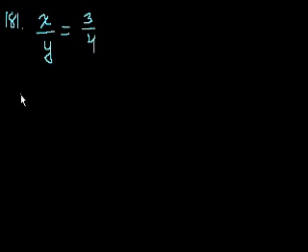Problem 181. The ratio of two quantities is 3 to 4. So let's say quantity one is x, the other is y, and x to y equals 3 to 4. If each of the quantities is increased by 5, what is the ratio of these new quantities? x plus 5 to y plus 5.